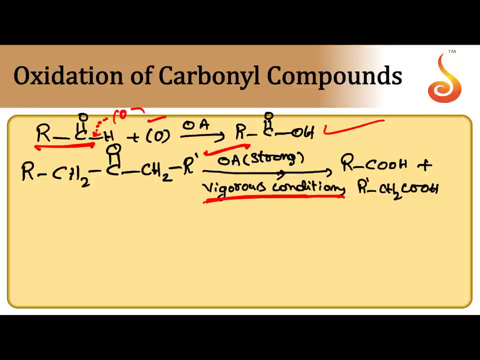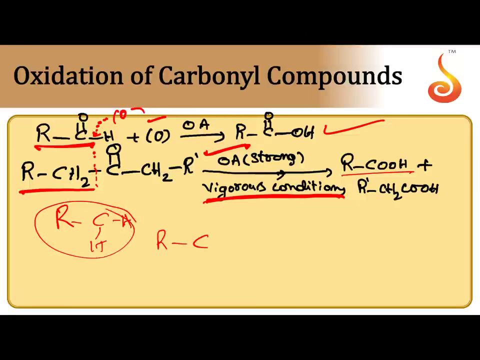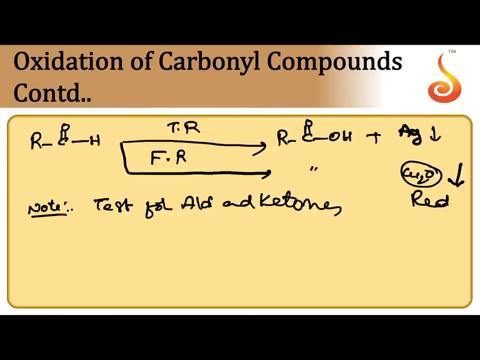When it is subjected to oxidation with a strong oxidizing agent under vigorous conditions, breaking of the C-C bond takes place, one side being the carbonyl carbon. The terminal carbon from whichever side the bond is broken will be converted into carboxylic acid. You make this C a carboxylic acid. That is one product. The other one, R' CH2CO, will become R' CH2COOH. So we can get a mixture of two carboxylic acids.